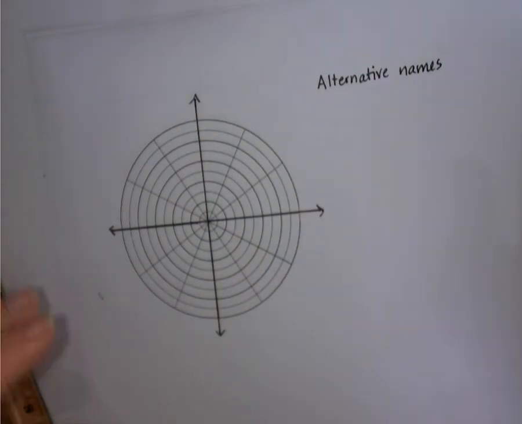One thing that we do need to talk about is alternative names for points. Just like we can talk about alternative, coterminal angles, we're going to have the same situation with polar coordinates.